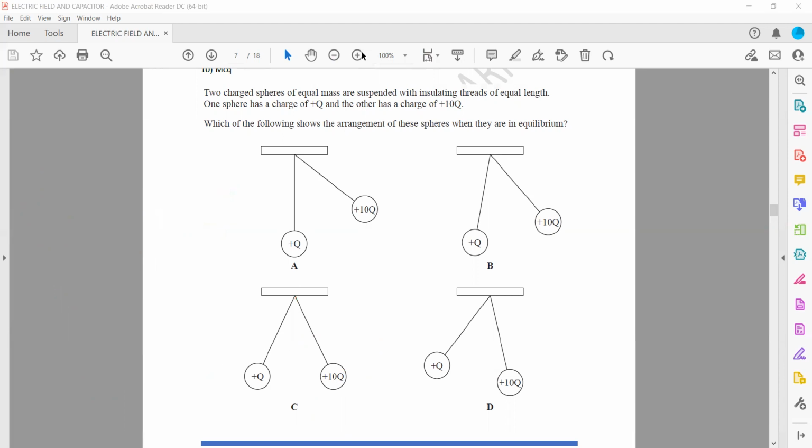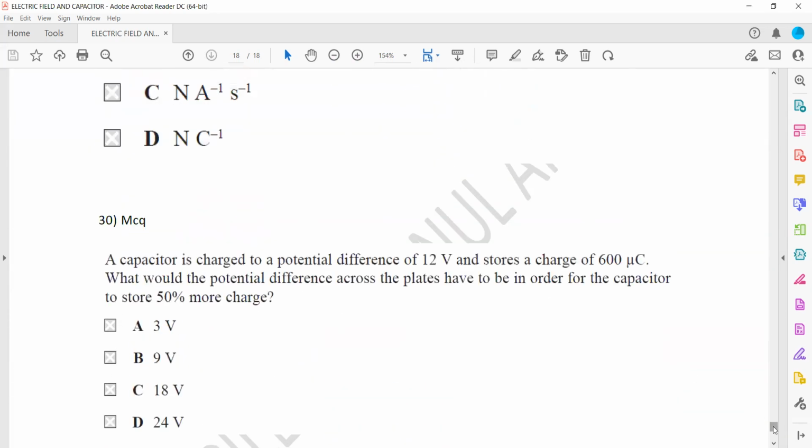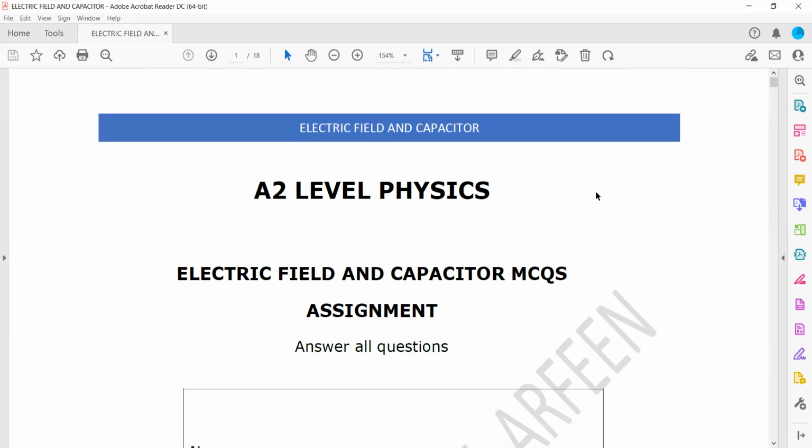So these are the first 10 MCQs, but there are about 30 MCQs remaining from electric field and capacitor that you will solve. In the next session, we will do the structured questions from this topic.